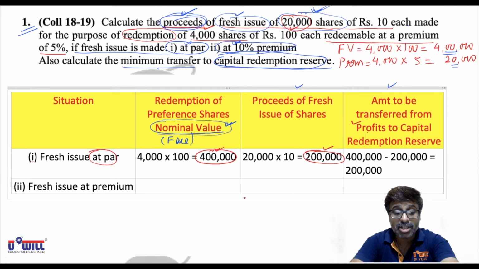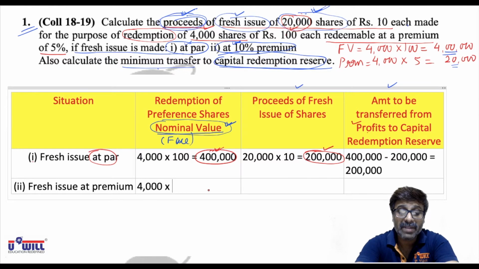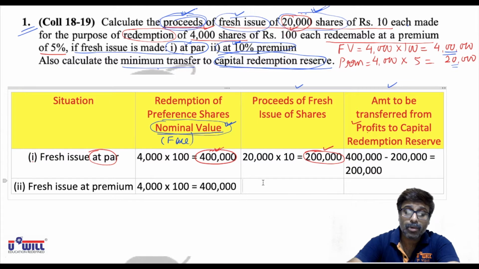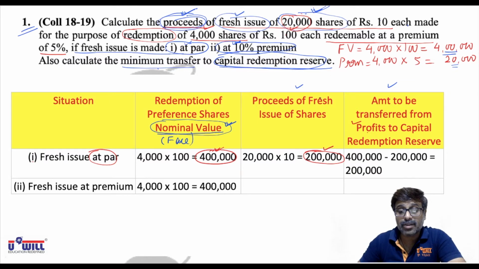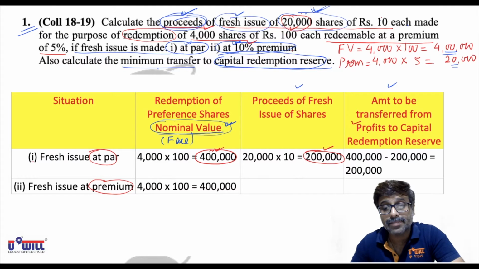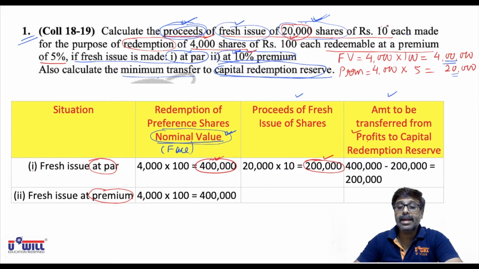Now, if the fresh issue is made at a premium, first of all, the nominal value of preference shares is going to remain the same. Now, a question I'll ask you over here. What will we take in the proceeds of fresh issue of shares if they are issued at a premium? Okay, a premium of 10% on 10 will be 1 rupee. So we can say the issue price is 11 rupees. I repeat, 10 rupees, 10% premium, 1 rupee, means the issue price is 11 rupees.